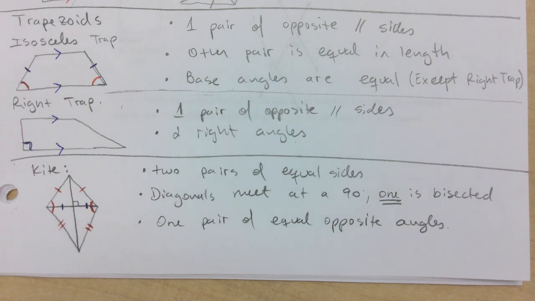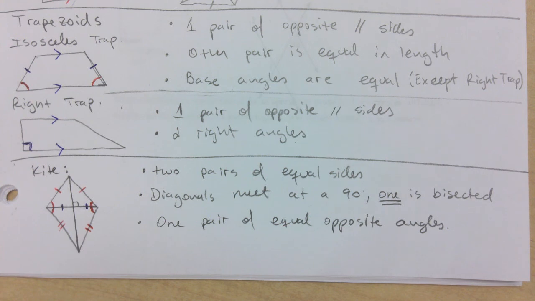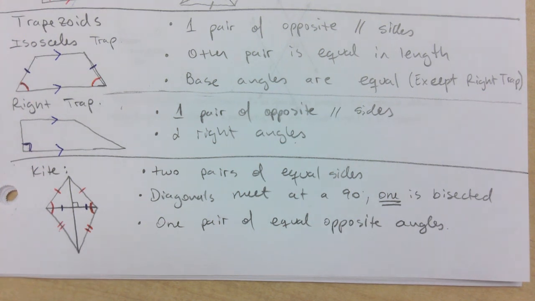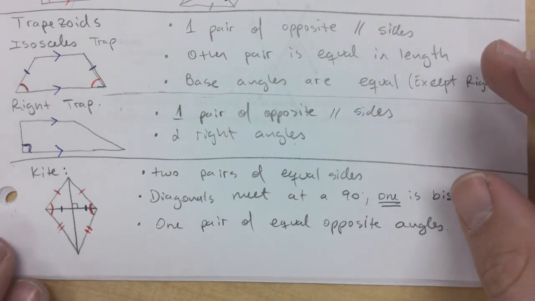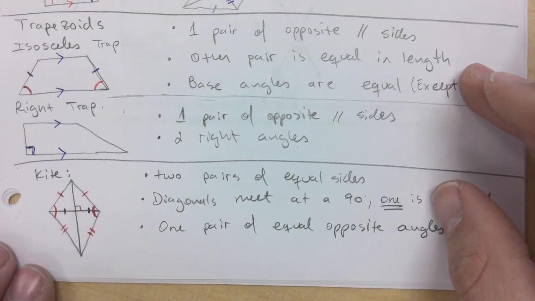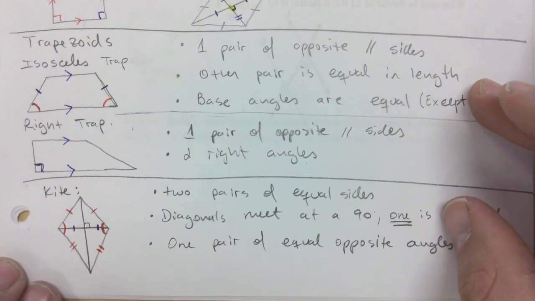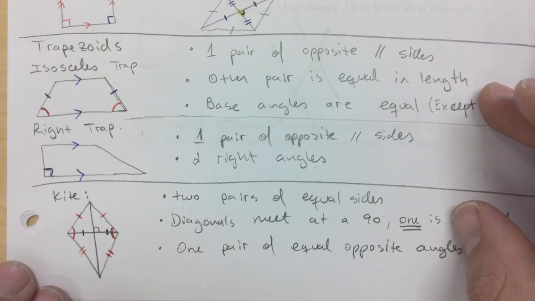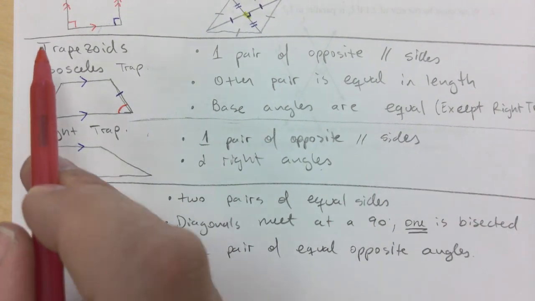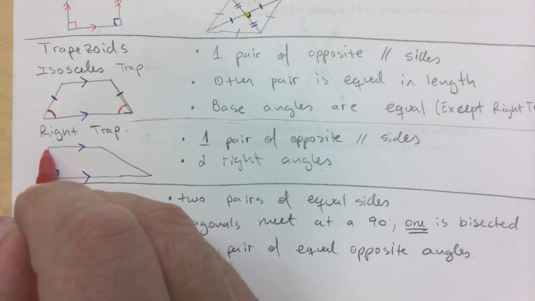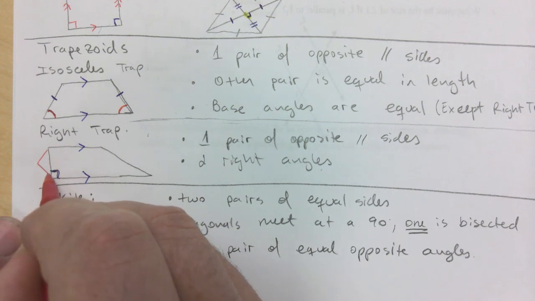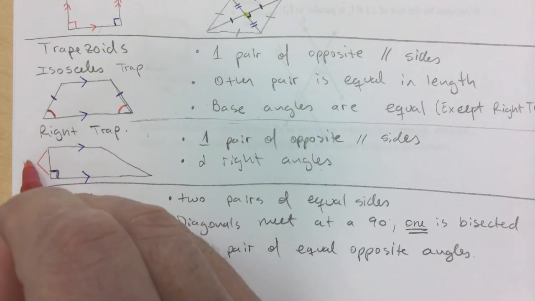Now, I need to tell you another secret with some of these shapes. It works for all of them except for the kite. So I'm going to get a colorful red or blue marker, something that sticks out. And I will tell you, maybe just on the left side, that these two angles like this always add up to 180.